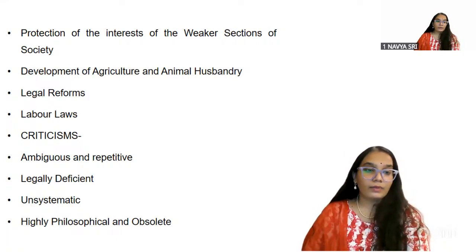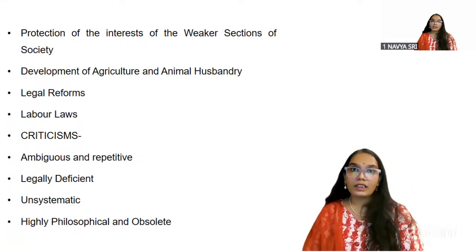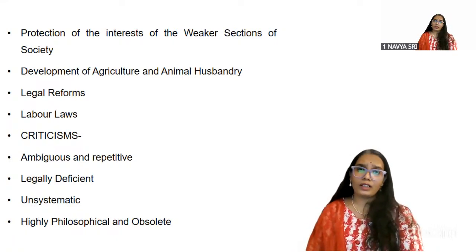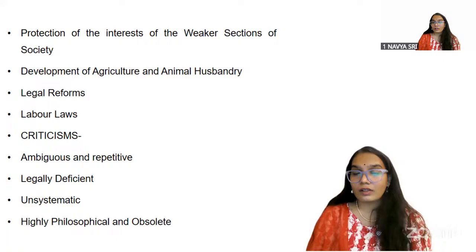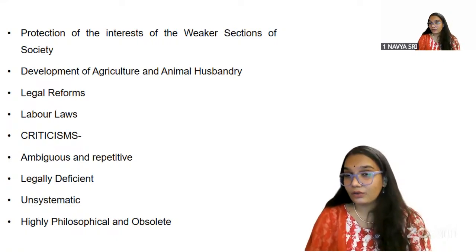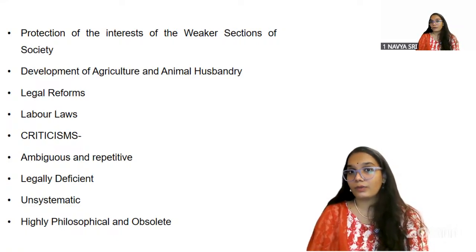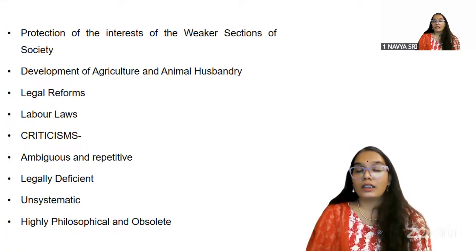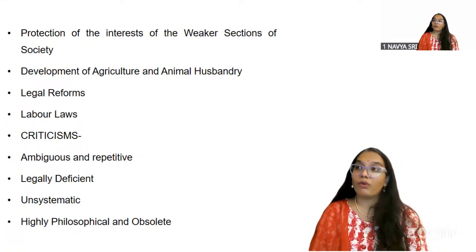So now the criticisms: they are ambiguous and repetitive, because you can see them in fundamental rights, you can see them in fundamental duties, and you can see them in directive principles of state policy or any other articles, upcoming articles that we are going to see. So it is always a sort of repetitive and ambiguous, meaning you have to read between the lines to understand what this principle is about, what this directive principle is about. So it loses its authenticity and becomes complicated for common people to understand what it is trying to say.